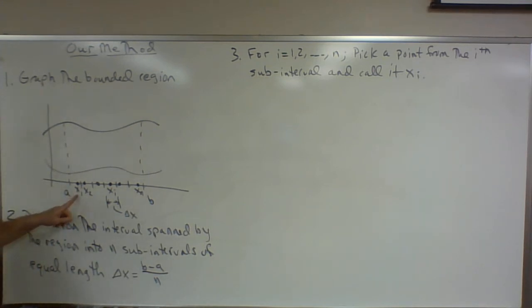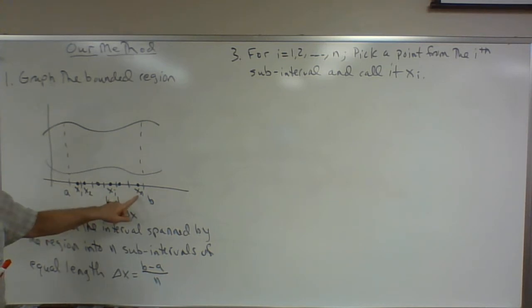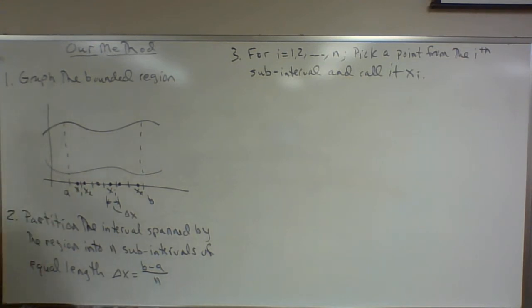From the first subinterval, we pick a point, call it x of 1. From the second subinterval, we pick a point, call it x of 2. From the ith subinterval, we pick a point, call it x of i. And from the nth subinterval, we pick a point and call it x of n. Now what?